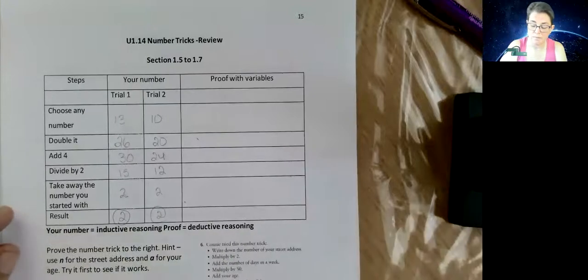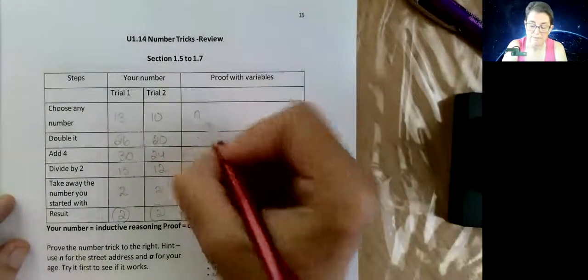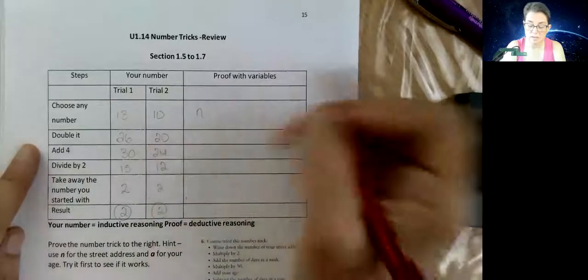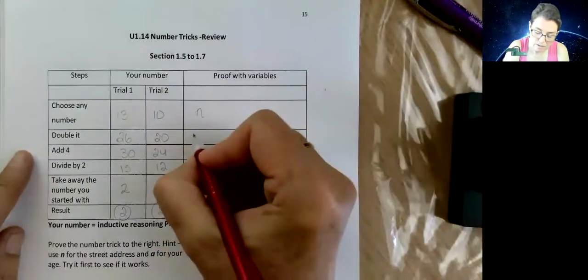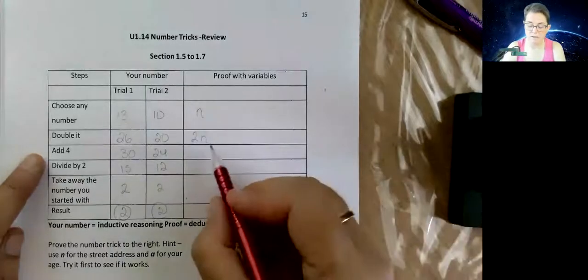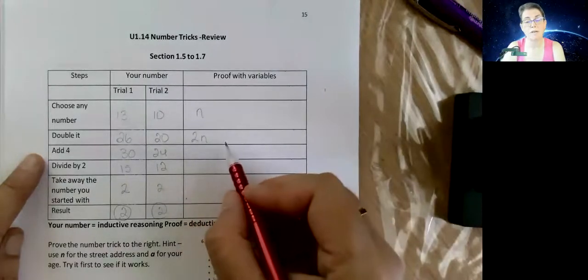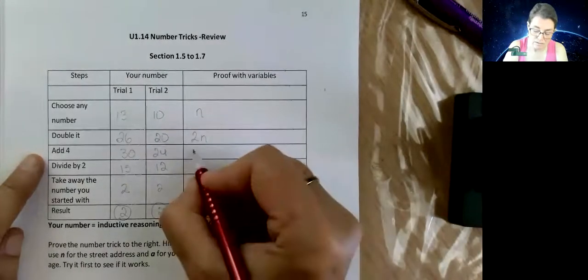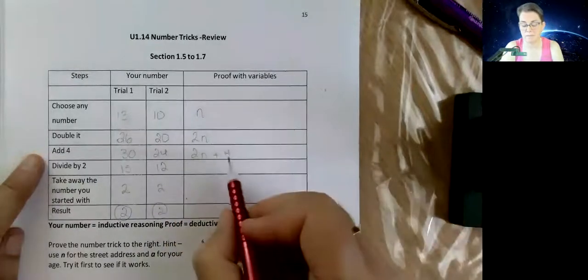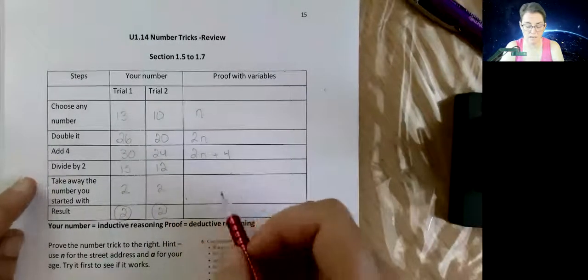So choose any number. n is going to be my number. I'm going to double it. So doubling means multiply by 2. So that's going to give me 2n. Add 4. Now, if I take 2n and I add 4, those aren't like terms, so it's really just 2n plus 4. We can't put those together because the 4 doesn't have an n on the back.